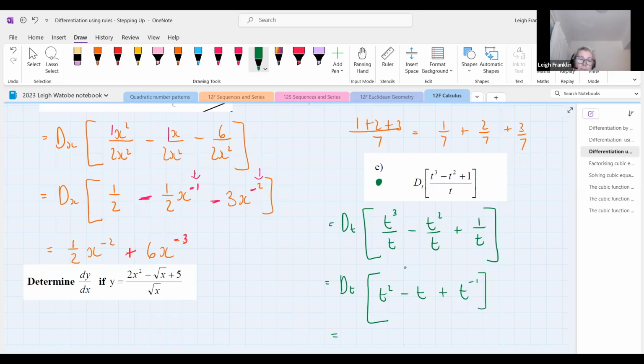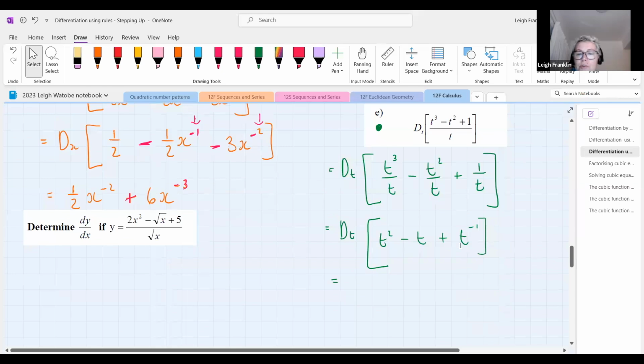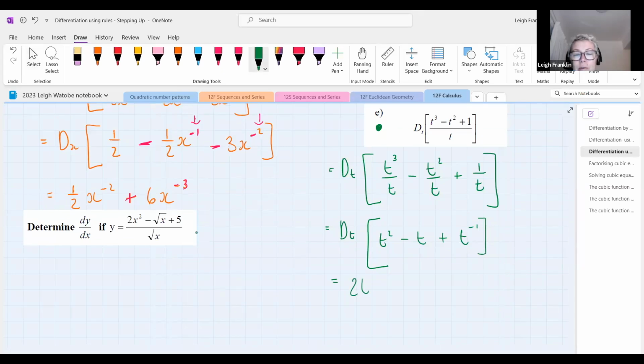Then the final answer I got was T squared minus 2T, minus T, minus 1. So here you'd have minus 1 because you'd say 1 times negative 1 would give you negative 1. And then your last term would be minus T to the power of negative 2.